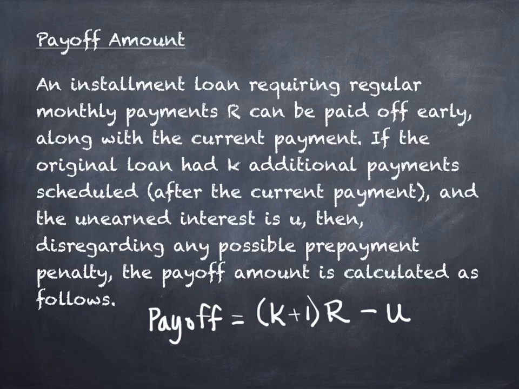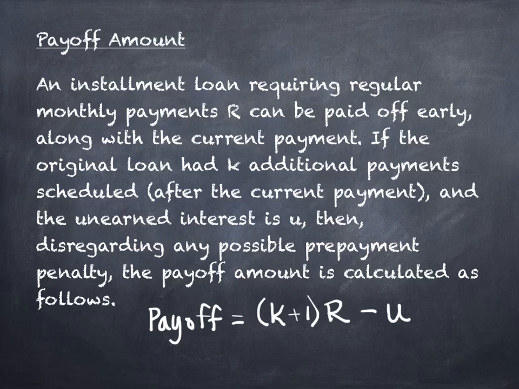All right. The payoff amount. So let's talk about how we find that amount or how the bank would find that amount for you if you were calling to ask. An installment loan, again, the same kind of, we were talking about the dishwasher, the car loan, or whatever, requiring regular monthly payments can be paid off early along with the current payment. If the original loan had K additional payments scheduled, the unearned interest is U, we just talked about that a moment ago, then disregarding any possible prepayment penalty, and there are sometimes prepayment penalties on loans, so that's something else to talk about, but that's not this problem, okay?